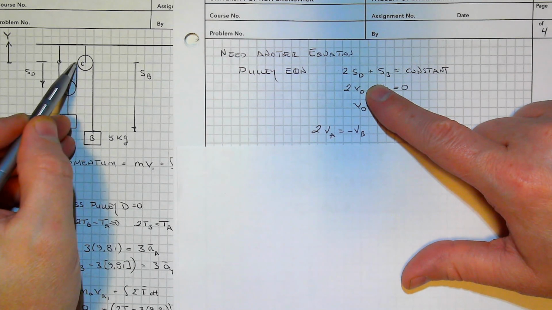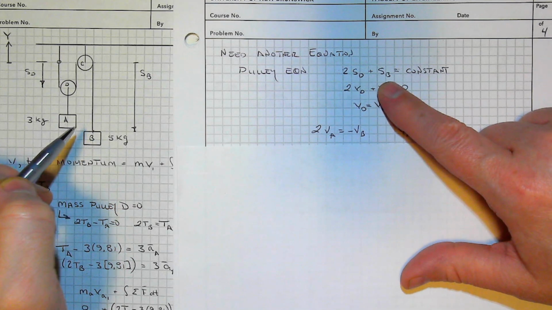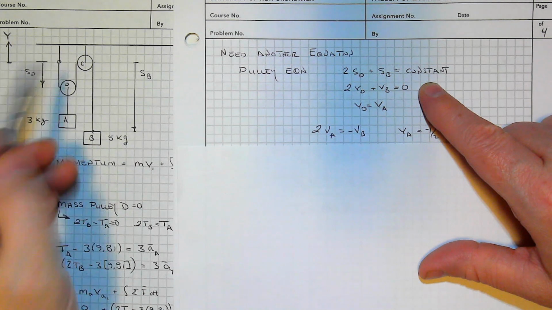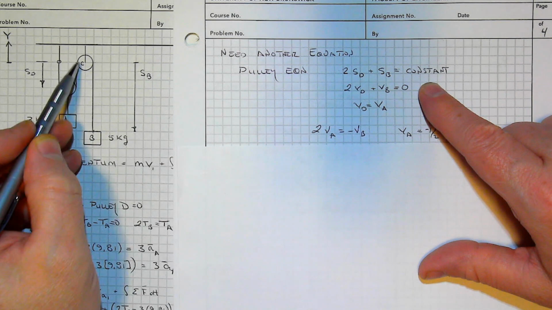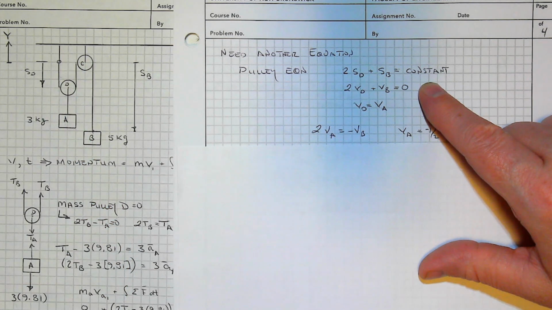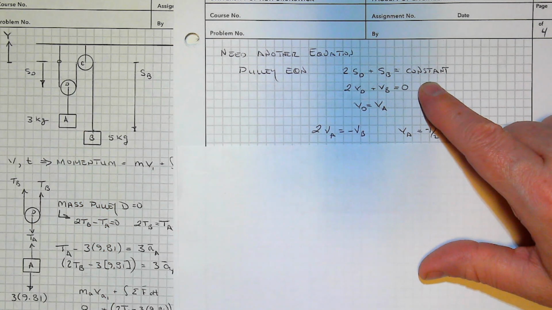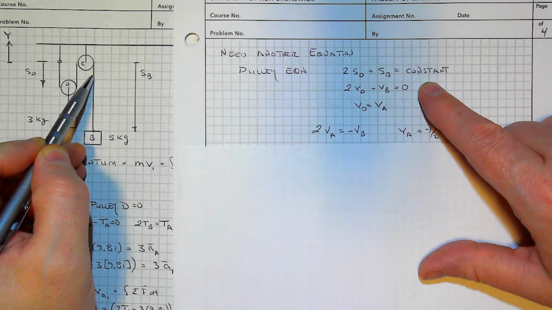This distance plus that distance plus that distance, 2SD plus SB, is a constant. All right? The rope is a constant length, but I'm just going to deal with this distance, that distance, and that distance. I don't know what this distance is around these pulleys, and it doesn't matter. It doesn't change. So I'm just going to look at the things that can change, and they've got to sum up to a constant. SD plus SD plus SB.